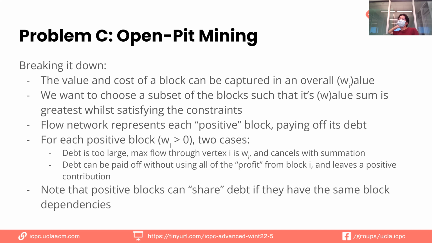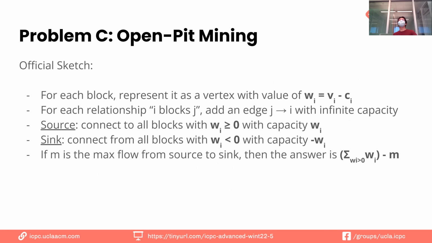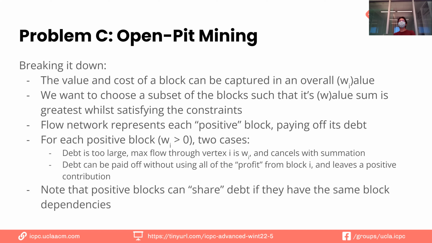So here, when you set the flow, it's the total amount that's left after we pay off the debt. No, it's the total amount that we spend paying off the debt. And that's why we subtract it from the profit that we get, which is the positive summation of all of the block values. Yeah. I should have maybe made a graphic. Good. All right.